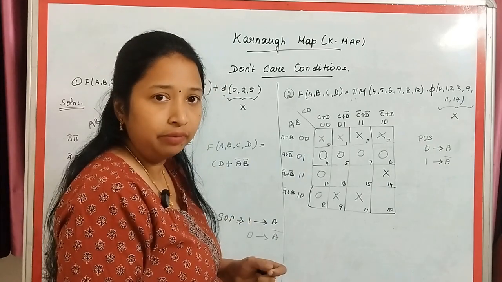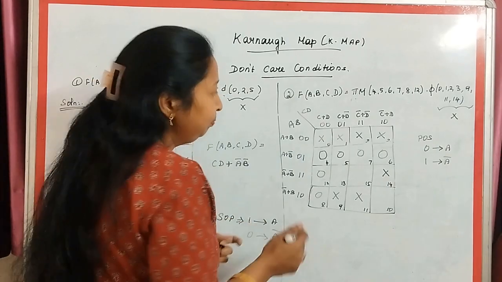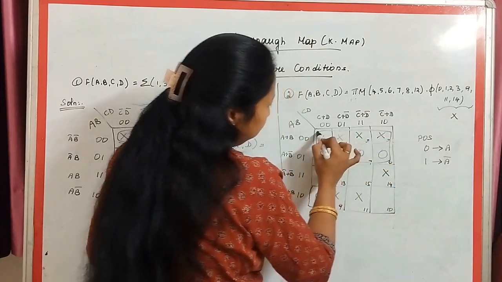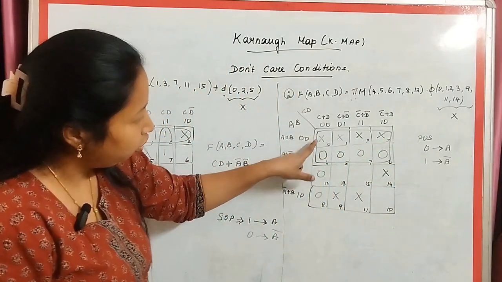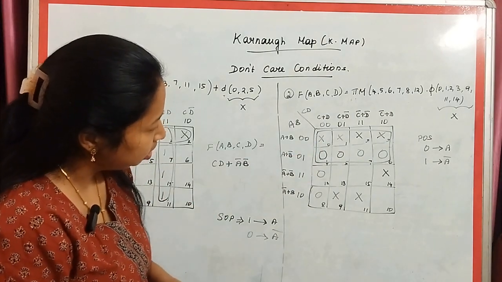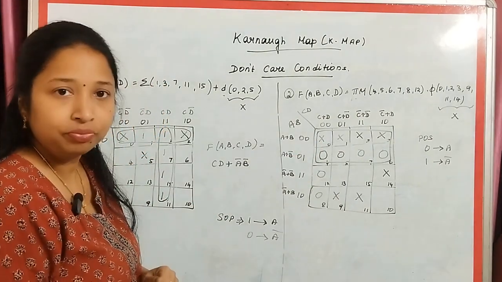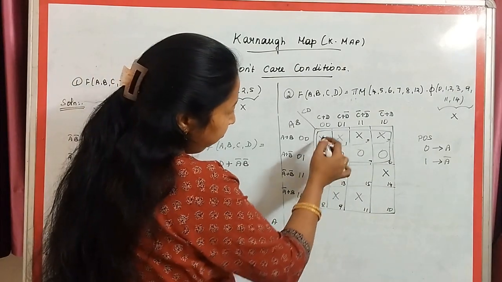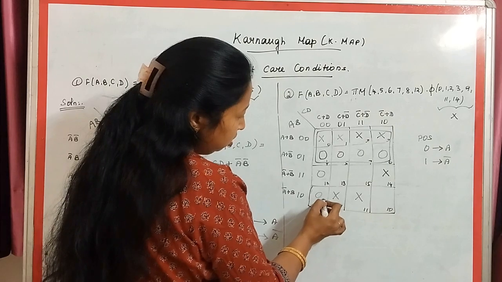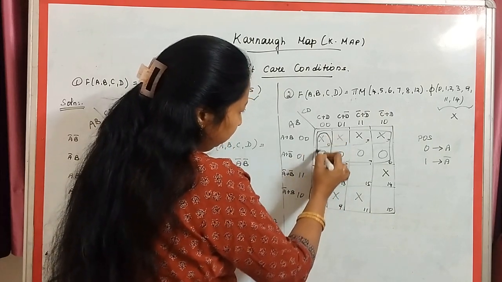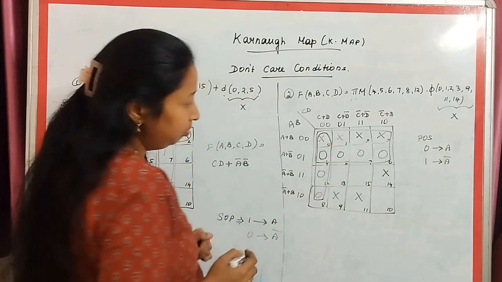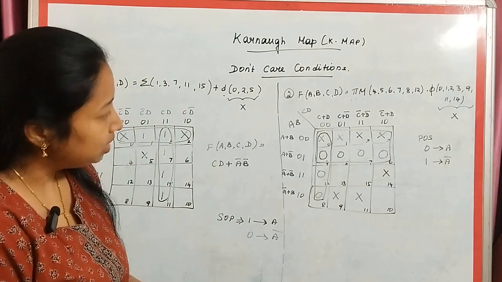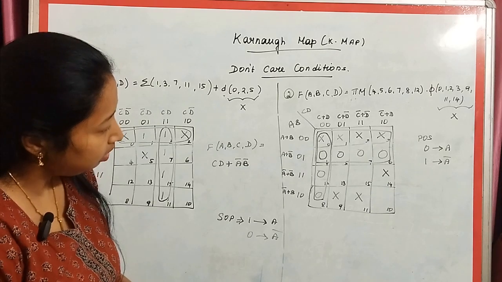Go for checking with the octave. Octave is an 8 number group. Here you can use the don't care conditions for grouping. Got it? So I have got an octave here. Is there any other octave possible? No. Right? So what is the next priority I have to check? I have to check for quad. Quad means it is 4 numbers. So this combination I can take. Is there any other quad possible?